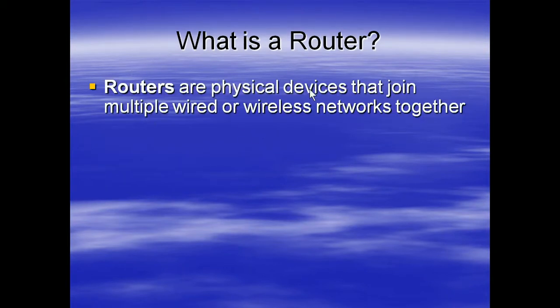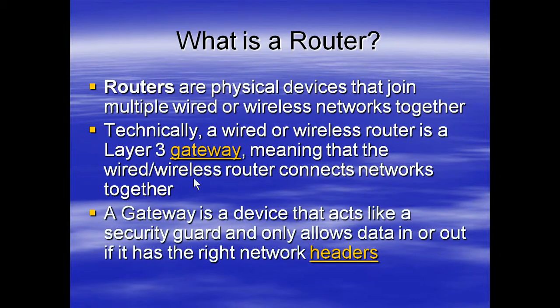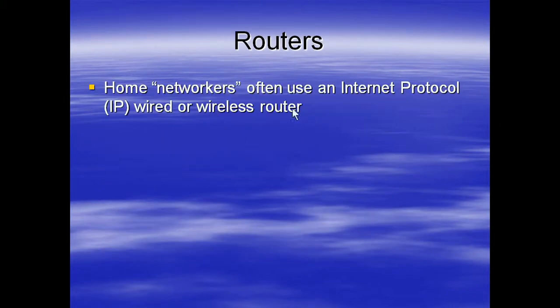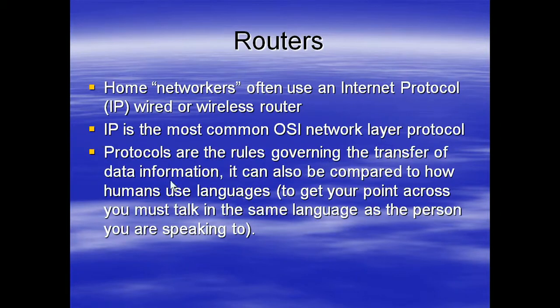And routers are physical devices, we are talking about routers that join multiple wired or wireless networks together. Technically, it is found on layer 3. A gateway is also there, which is a device which acts as a security guard. If 2 networks are connected, then it acts as a security guard, checks for the right header. And routers, home networkers like us often use IP wired or wireless routers. IP is the most common OSI network layer protocol. And protocols are the rules governing the transfer of data and information. It can also be compared to how humans use language.